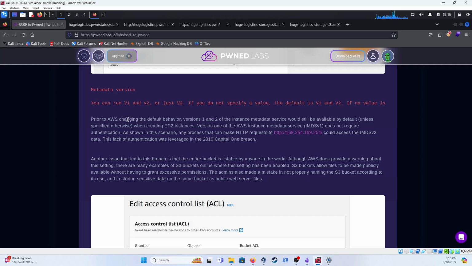Version 1 of the AWS instance metadata does not require authentication. As shown in this scenario, any process that can make HTTP requests to that private IP could access IMDS v1 data. The lack of authentication was leveraged in the 2019 Capital One breach. Right, so a couple lessons here. Specifically, you want to be configuring for version 2, you want to be mindful of authentication in this instance, but then you also can take a step back and think, okay, everything should be authenticated during processes.